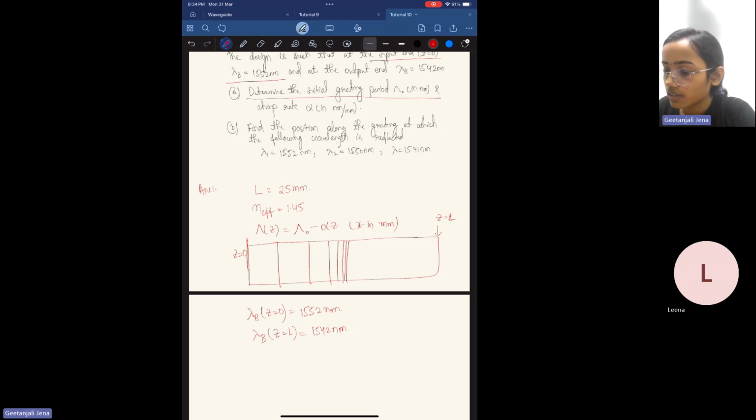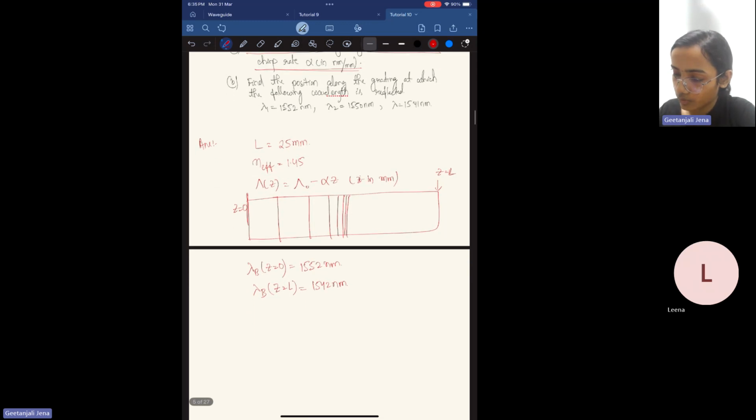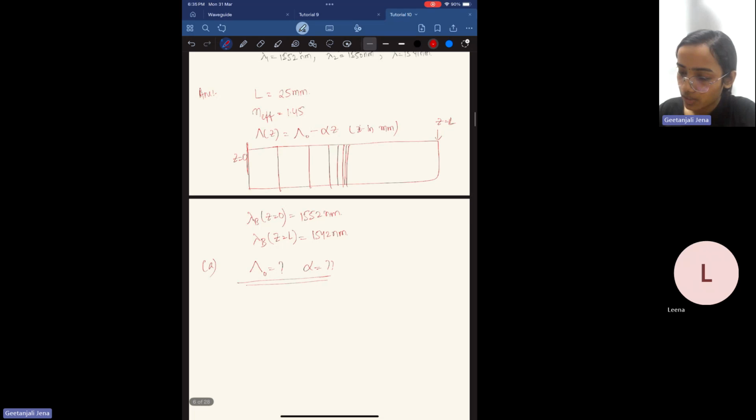In the first part, the question is asking to determine the initial grating period, lambda 0, and the chirp rate. What is the chirp rate and what is the initial grating period, in nanometer per millimeter? Let us see this first, then we'll move to the second part. We need to find out what lambda 0 and alpha are. This we can easily calculate because these conditions are given to us.